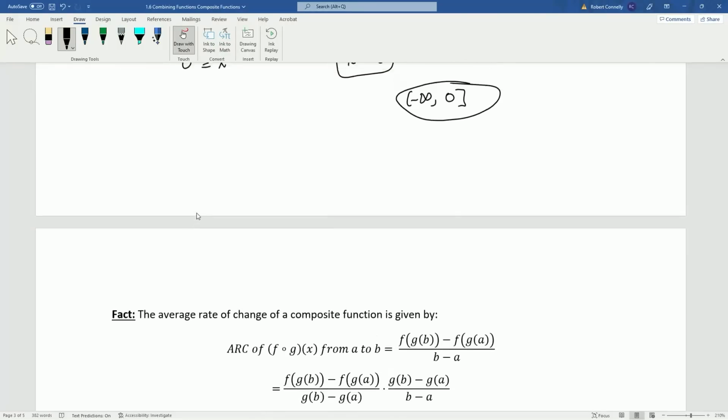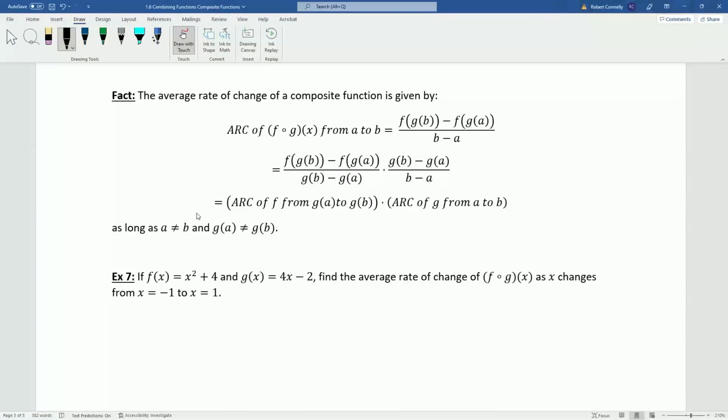Okay, so let's go ahead and move on to another topic here. The average rate of change of a composite function. This is basically the same thing that we looked at before, and the regular formula is pretty obvious, I think. The average rate of change for f composed with g of x is just f of g of b minus f of g of a divided by b minus a.